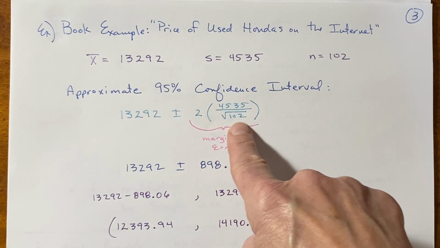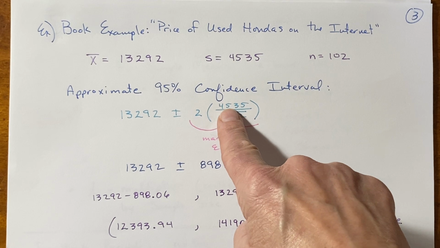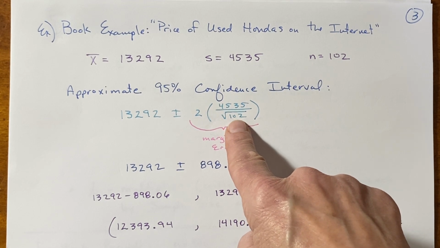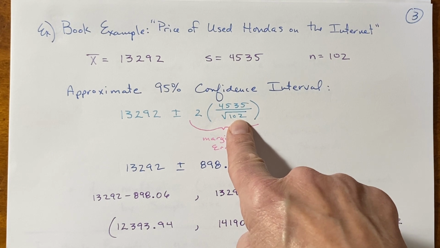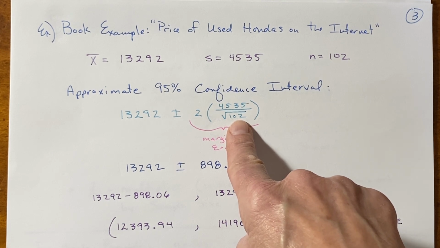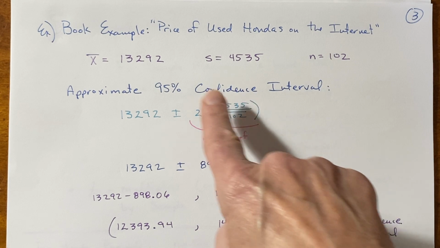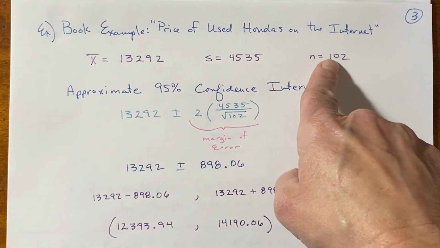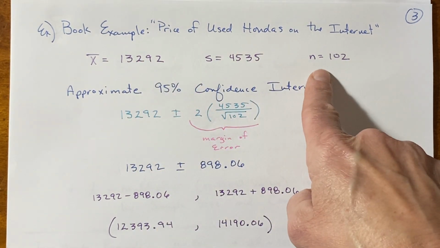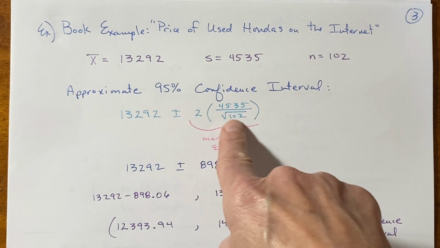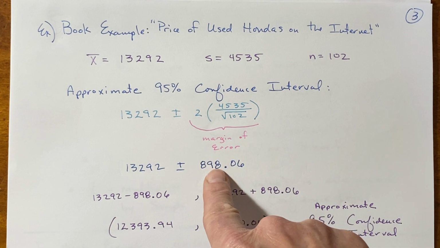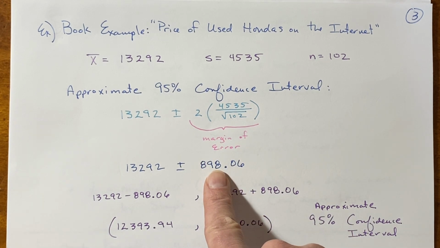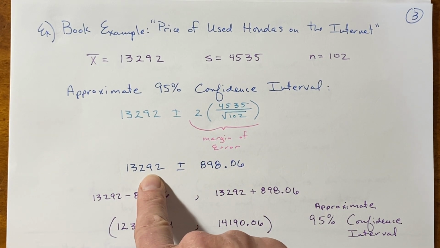So this, in the parentheses, 4,595 divided by the square root of 102, that value is the standard error of the sampling distribution of all sample means of this size. Okay? I'm going to take 2 of them, 2 times that. That is my margin of error. That is the amount that I'm going to add and subtract from my sample mean.